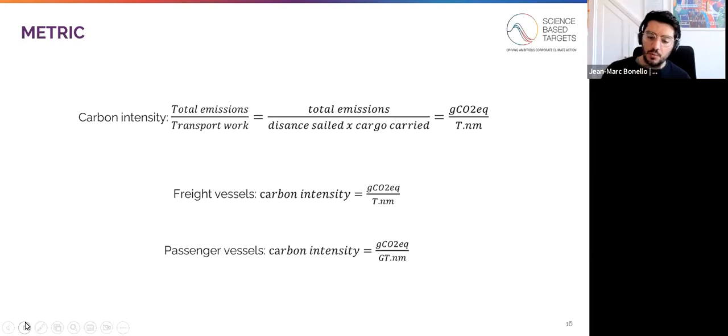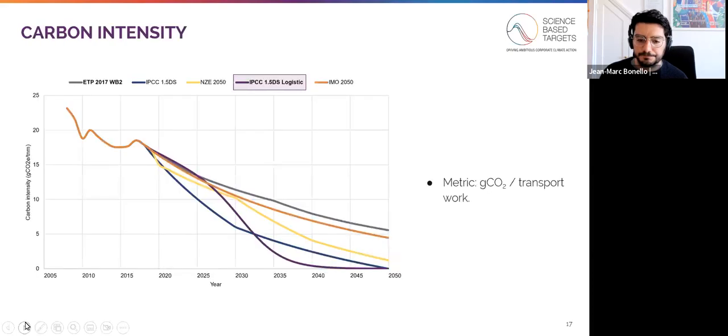And similarly, we've got a slightly different metric for passenger vessels, which is CO2 equivalent divided by gross ton nautical mile. This is just because of the operating profile of these vessels. These vessels are basically taking things from A to B all the time, rather than having maybe a ballast leg. So the gross ton metric is more applicable and representative to these vessels. If we go to the next slide.